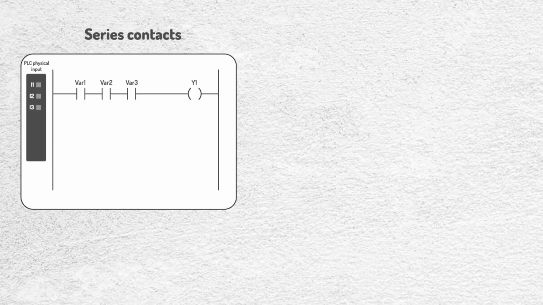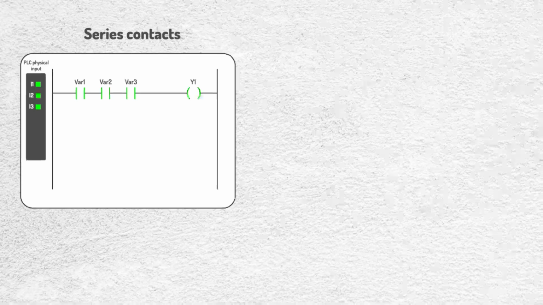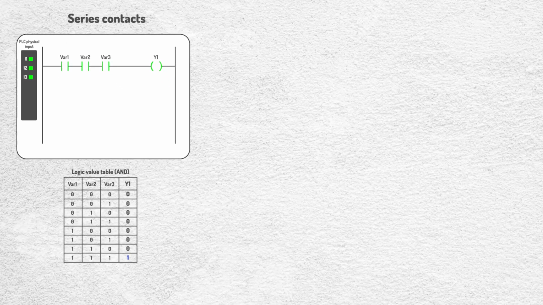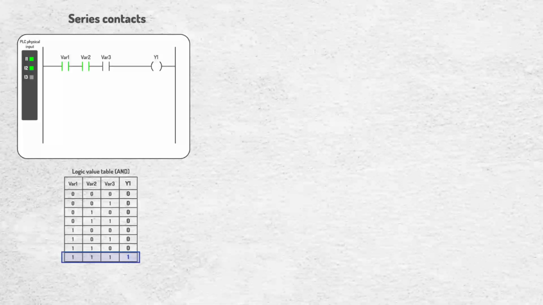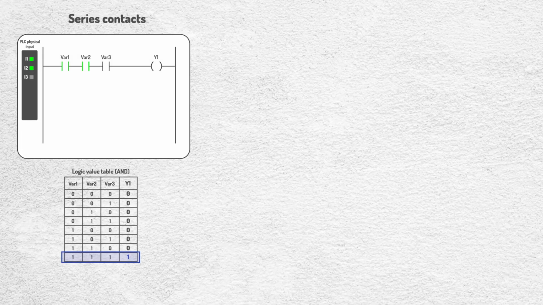For example, here we see 3 normally open contacts in series. If only one of the associated inputs is activated, output Y1 does not change because all 3 inputs must be activated at the same time. This represents a logical AND function. The table below clearly shows that the only combination that produces a 1 on the output is when all 3 variables, var1, var2, and var3, are 1. If even one of them is 0, the output will also be 0.